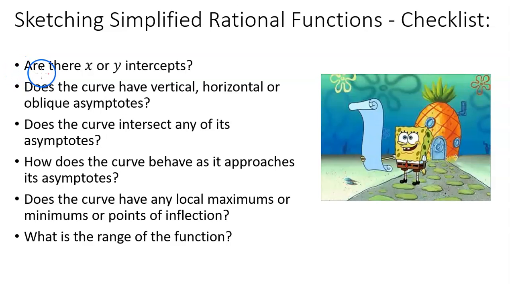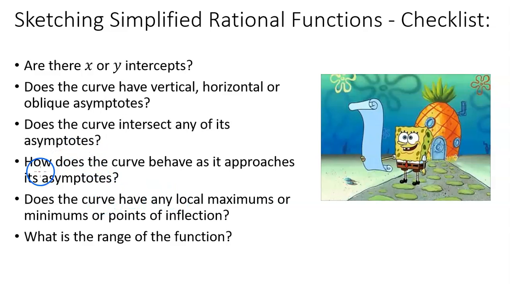So first of all, are there x or y intercepts? Does the curve have vertical, horizontal, or oblique asymptotes? Does the curve intersect any of its asymptotes? How does the curve behave as it approaches its asymptotes? Does the curve have any local maximums or minimums or points of inflection? And what is the range of the function?